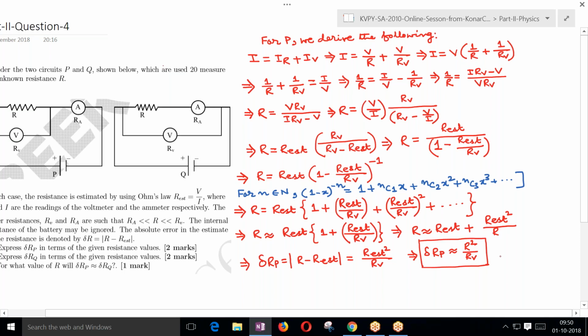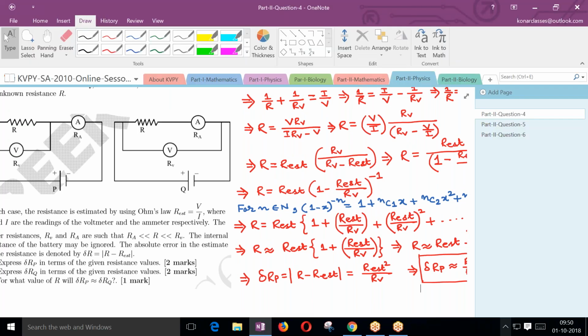So I got a query. Let me answer this query before proceeding. So let me get the query first. Yeah, so I got a question: are the x square terms not huge? How can we approximate them?